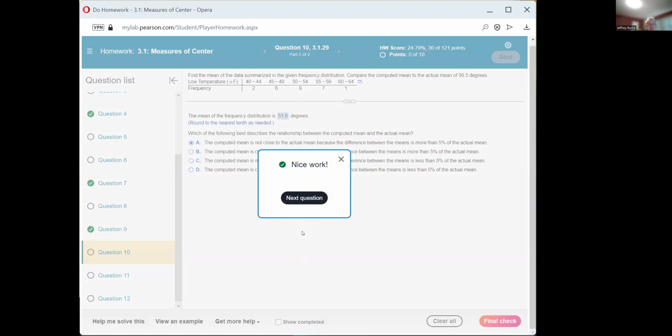That's not the kind of question I'm usually going to ask on a test, but I may be asking a question related to figuring out a weighted mean. Let's take a look at the next question now.